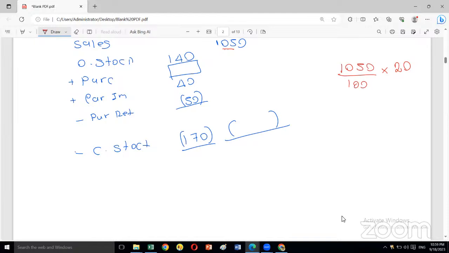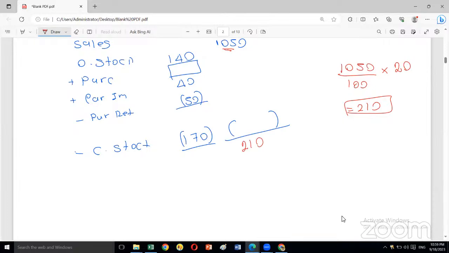So I know the sales is 100%. So profit is 20%. If I divide by 100, I will get 1%. If I multiply by 20, I will get 20%, which is my profit. So 1050 divide by 100 and multiply by 20. How much is the profit? 210. Now I know the profit is 210.